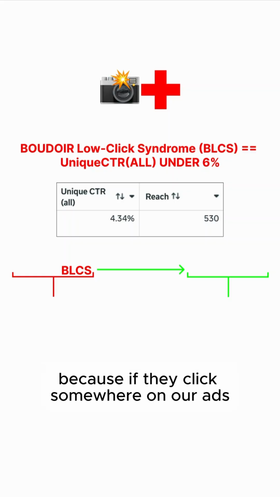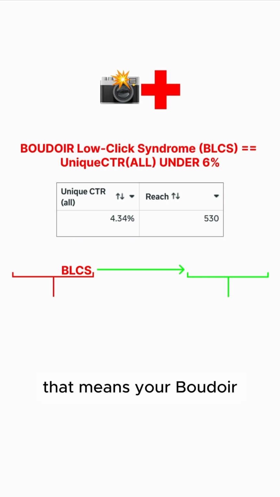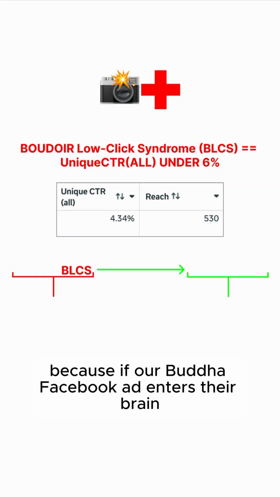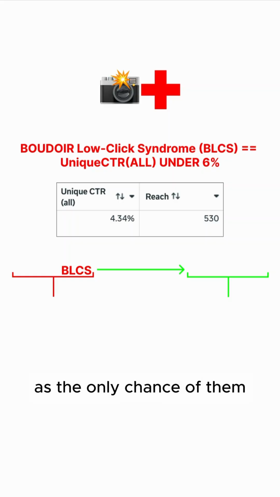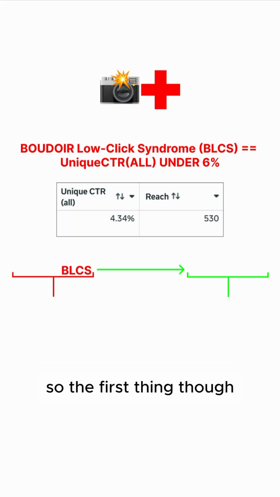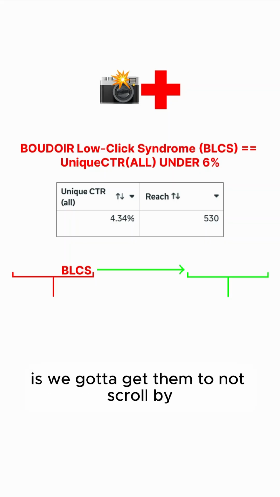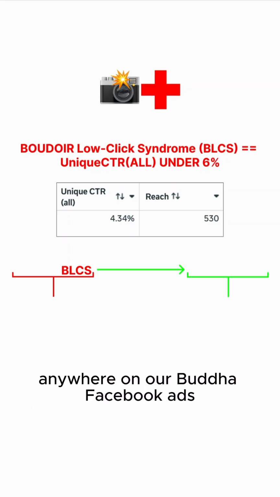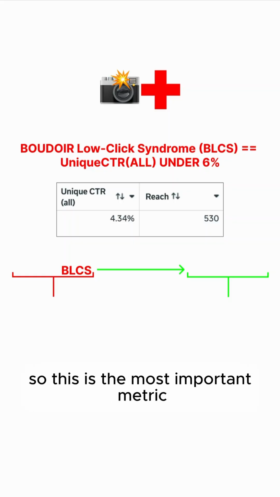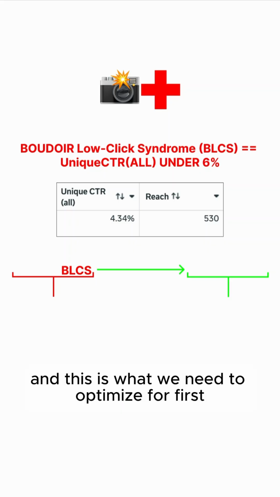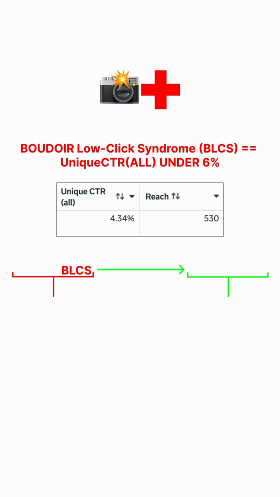And we care about this because if they click somewhere on our ads, that means our Boudoir Facebook ad has entered their brain. And if our ad enters their brain, that's the only way their chance of buying from us is greater than 0%. So the first thing is we've got to get them to not scroll by and instead click somewhere, anywhere on our Boudoir Facebook ad. This is the most important metric that we look at first when advertising, and what we need to optimize for first. It's kind of the highest leverage activity we can do for all of advertising.